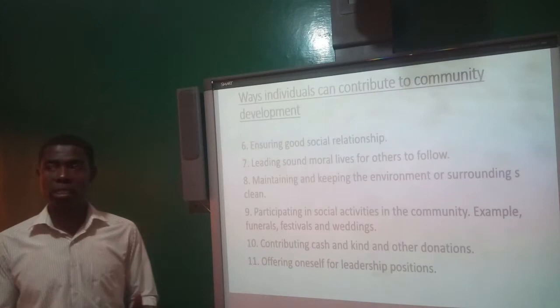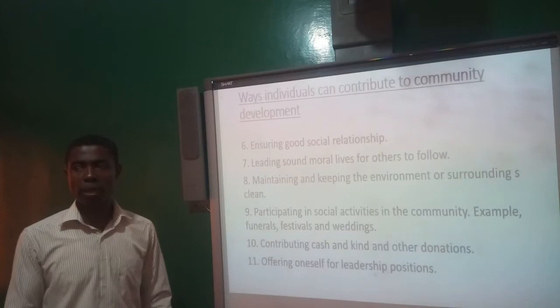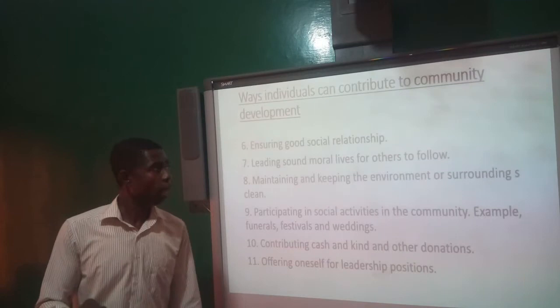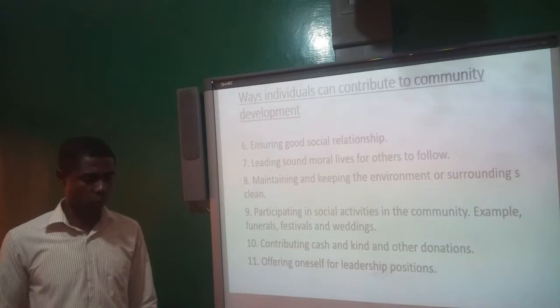Now, every community has leaders. As much as we have leaders, we also have followers. Now, the followers are the individual citizens of the community. In other words, the individual members of the community. Now, much as the individual members of the community are required to contribute their quota to see to the development of their community, the leaders are also required to play certain key roles. So we just want to consider the next item.